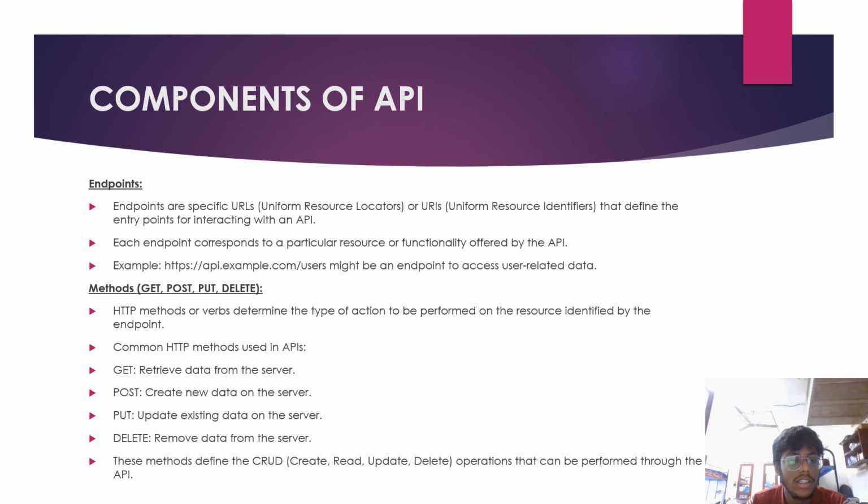Next one is methods. Get, post, put, delete. HTTP methods or verbs determine the type of action to be performed on the resource identified by the endpoint. Common HTTP methods used in APIs. First one is get. That means retrieve data from the server. Post. Create new data on the server. Put. Update existing data on the server. Delete. Remove data from the server. These methods define the CRUD, create, read, update, delete operations that can be performed through the API.